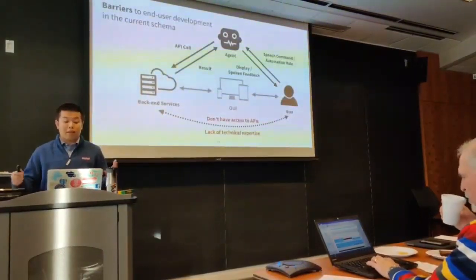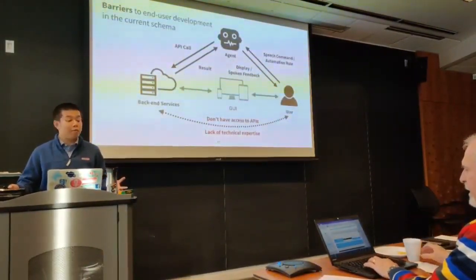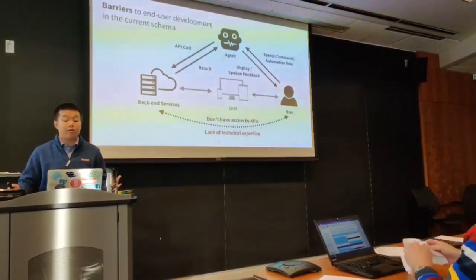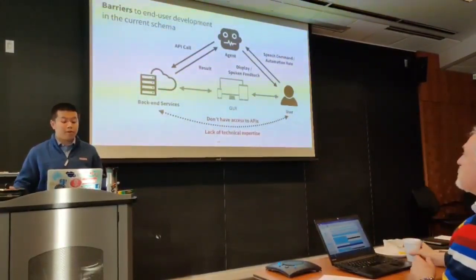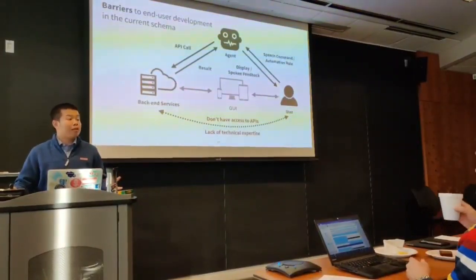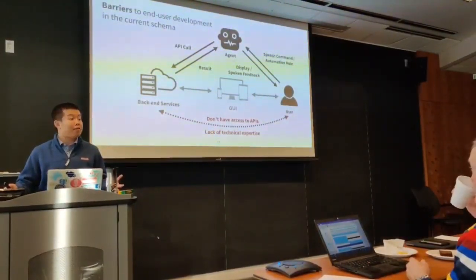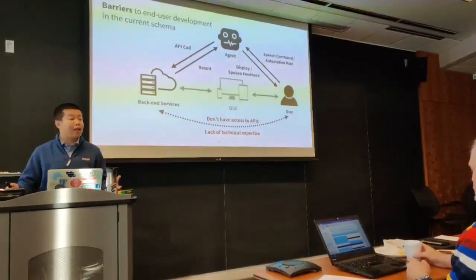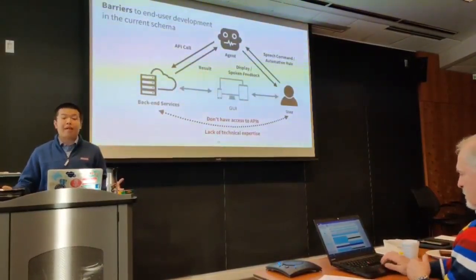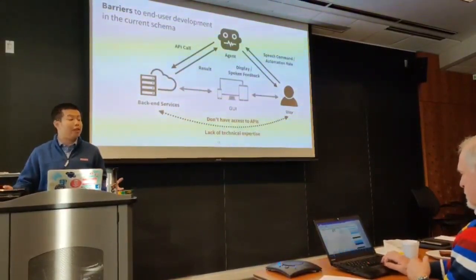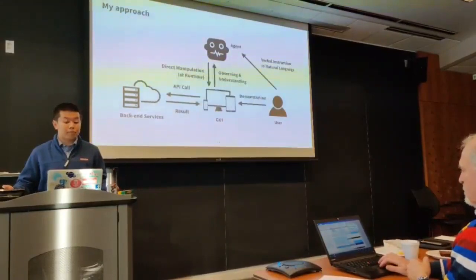The set of task domains they support is also limited because users can only use those pre-made building blocks. So, as I discussed, there are two major barriers preventing end-user programming for agents within the pyramid model. Users don't necessarily have access to the APIs for backend services in the task domain they want to program for. Even if they do, they lack the technical expertise required to program with existing available tools.